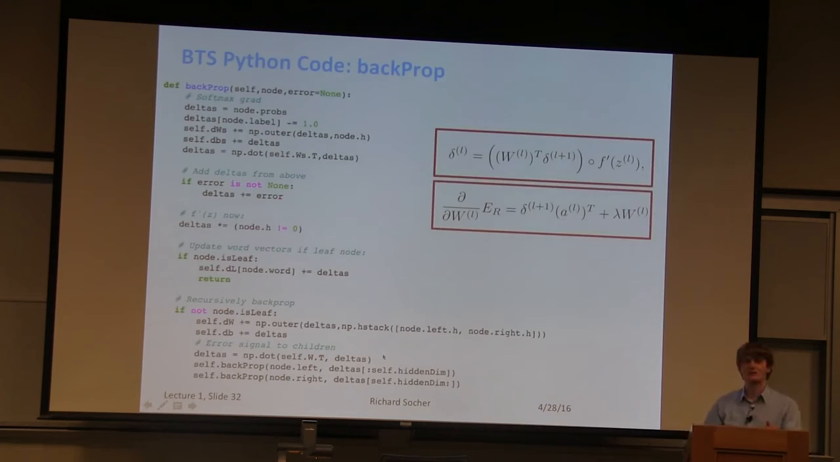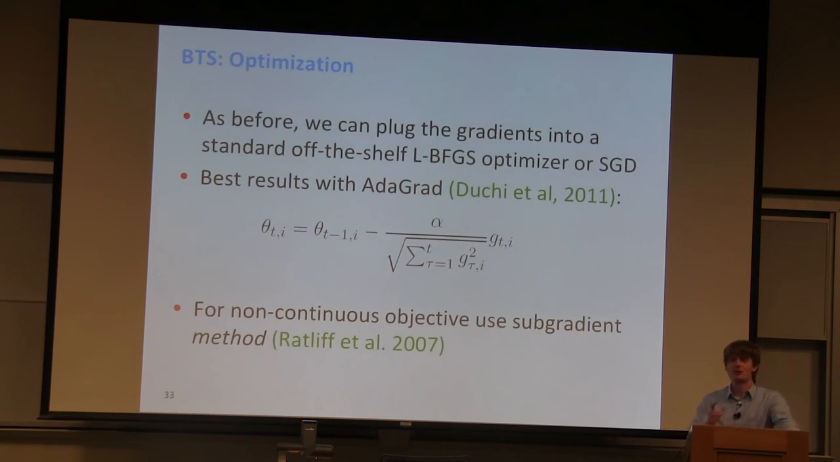Intuitively, you have again one of these computational flow graphs. You go up the tree to compute all your activations, and then you go back down the tree in the reverse order. Are there any questions around backpropagation through structure? All right.